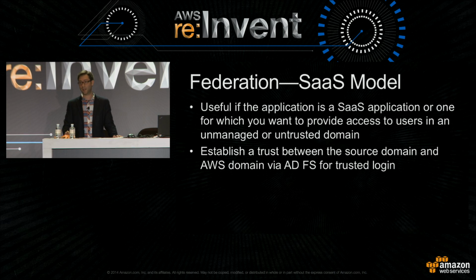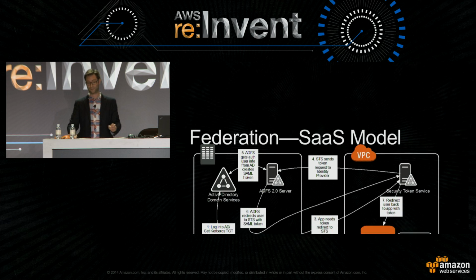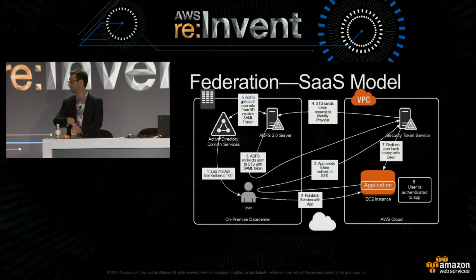Which brings us to the SaaS model of federation. So the SaaS model of federation is very useful if the application for which you want to provide access is in an unmanaged or untrusted domain. In this, you're establishing a trust between a source domain and the AWS domain via ADFS for trusted login. So I'll let you take in this model for 1 second.